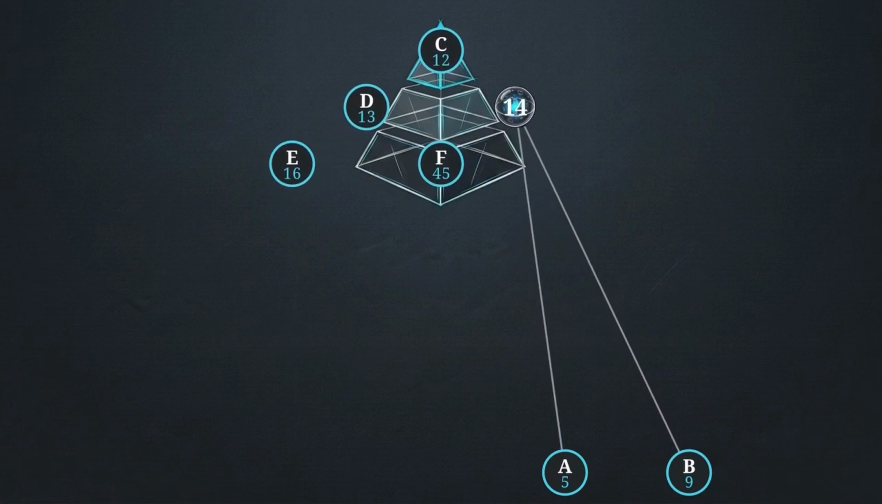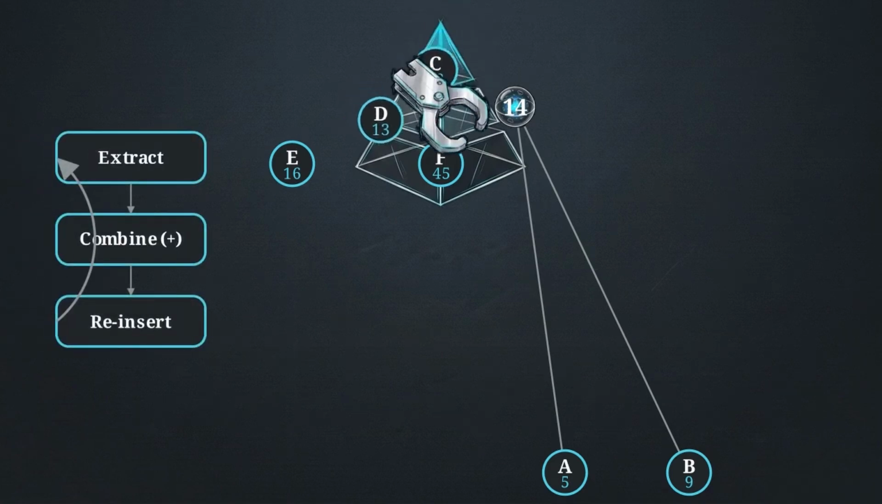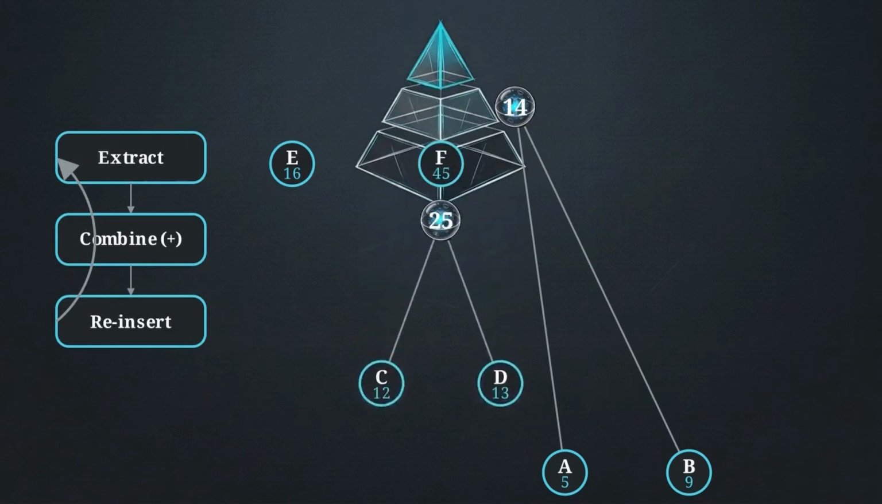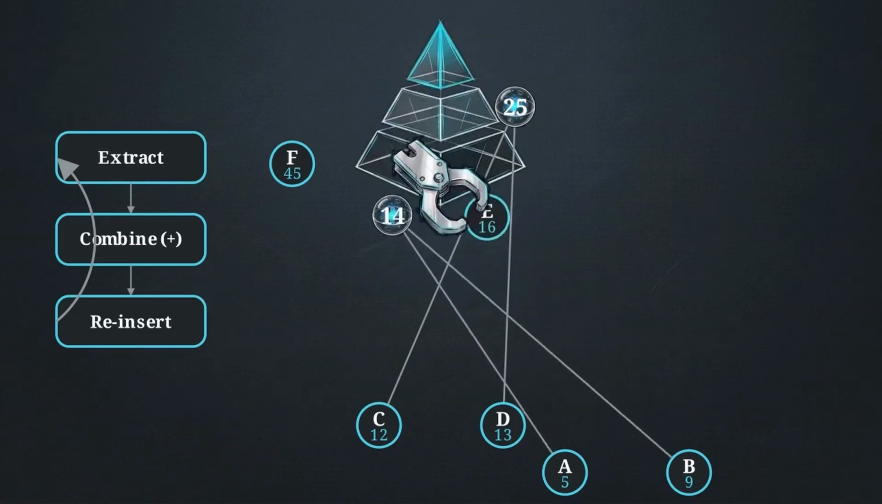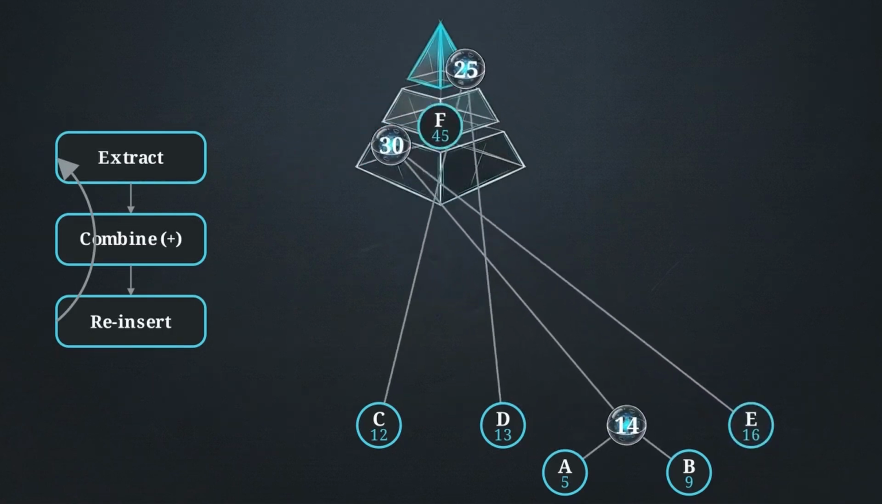This newly created internal node has to be reinserted back into the heap so it can be compared against the remaining elements in the next pass. Extract the two smallest, combine them, reinsert the sum. The priority queue dynamically resorts itself to accommodate the new frequency, and the rhythm repeats.